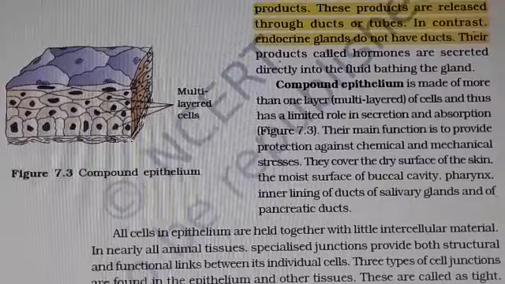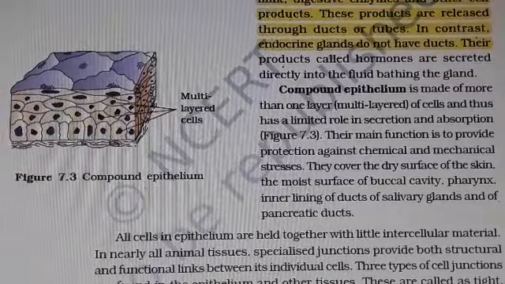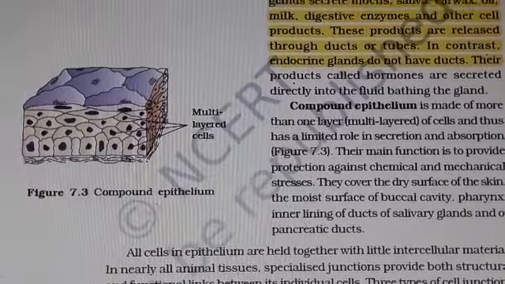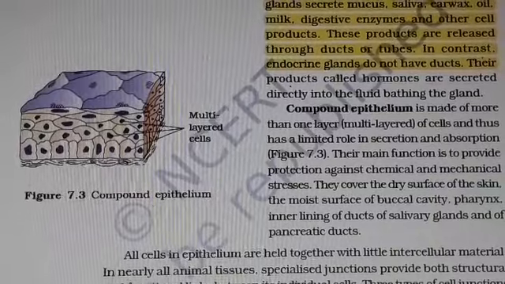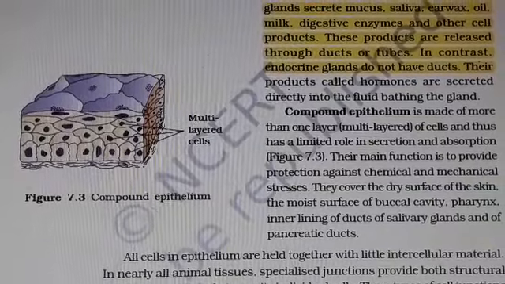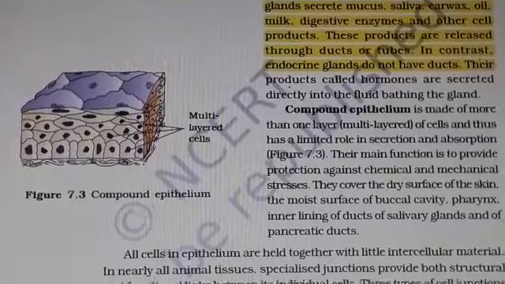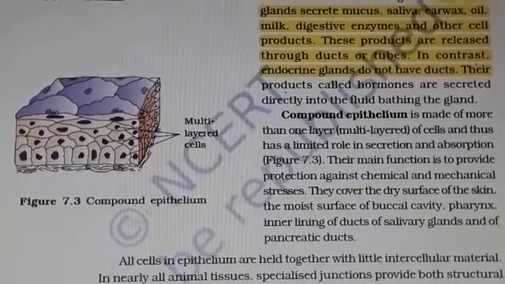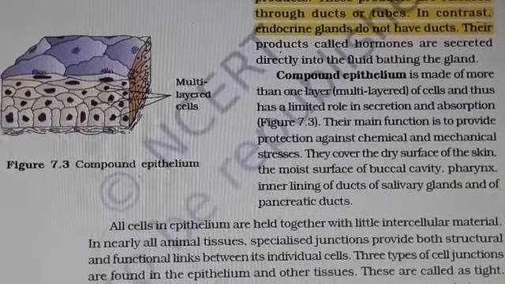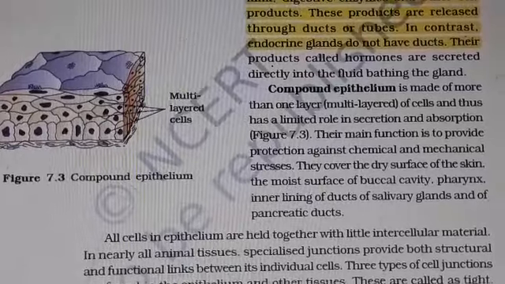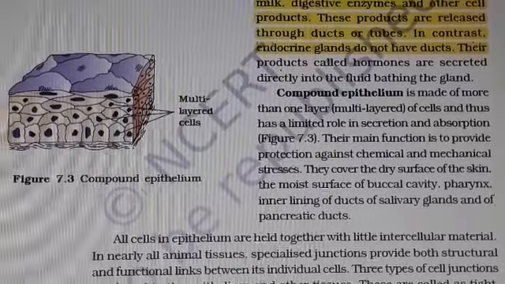So the compound epithelium, we can imagine, is multi-layered, and such a compound tissue cannot be used for absorption or secretion. It can just provide protection. So that's the compound epithelium, also known as stratified epithelium.